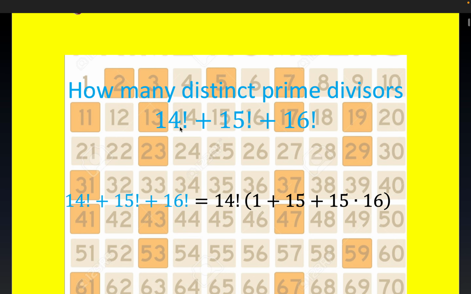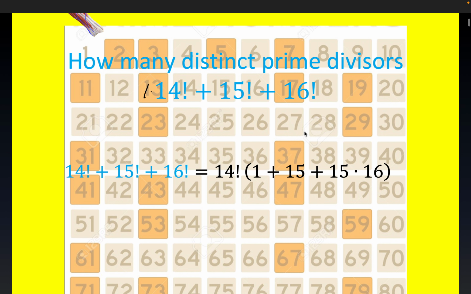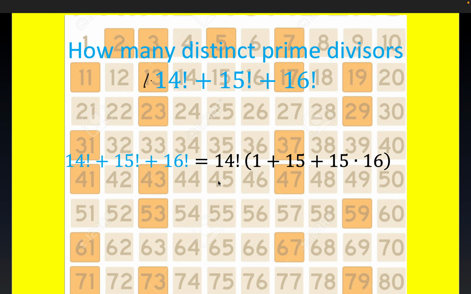Just based on the properties of factorial, you can factor out a 14 factorial and you're left with a 1, because you can think of this as 1 times 14 factorial, right? Now the definition of factorial makes the rest of this clear. 14 factorial times 15 is 15 factorial. And similarly right here, 14 factorial times 15 times 16 is 16 factorial, okay?